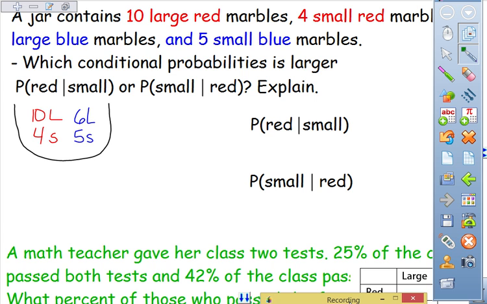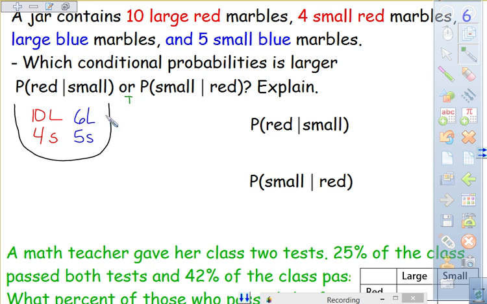In the first question, we have a jar containing marbles. 10 large red, 4 small red, 6 large blue, 5 small blue. So what I'm going to do is I'm almost going to turn this into a table, a two-way frequency table. So my total large marbles are 16, my total small marbles are 9, my total blue marbles are 11, my total red marbles are 14. So my total of all the marbles is 25.